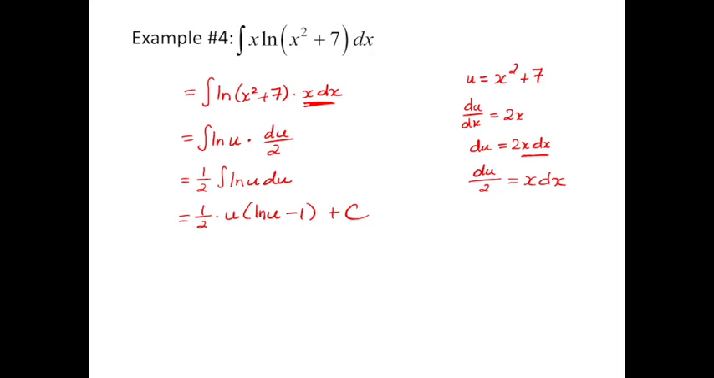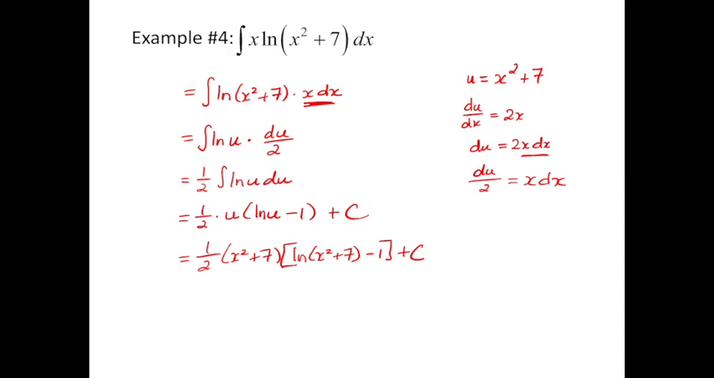And then substituting in for u, the x squared plus 7, we have 1/2 x squared plus 7 times bracket ln of x squared plus 7, close off that bracket, minus 1, close off that one, plus c. And that would be our final answer. We could write that all over 2, but I wouldn't bother. I would probably just leave it in this form.